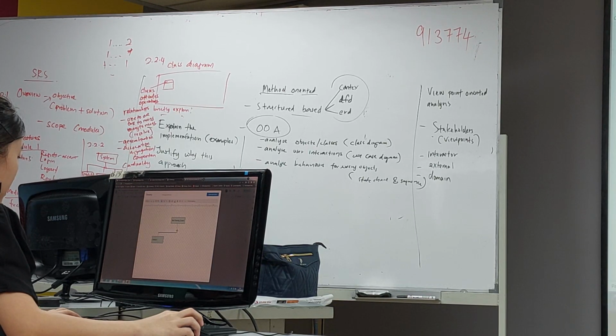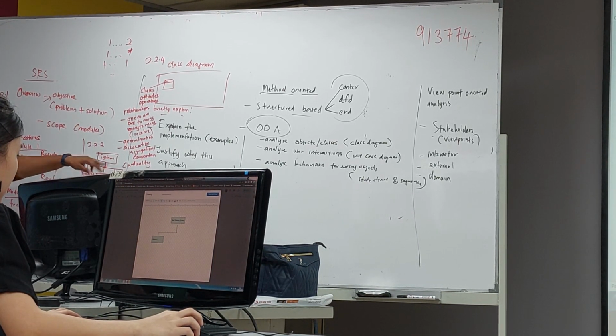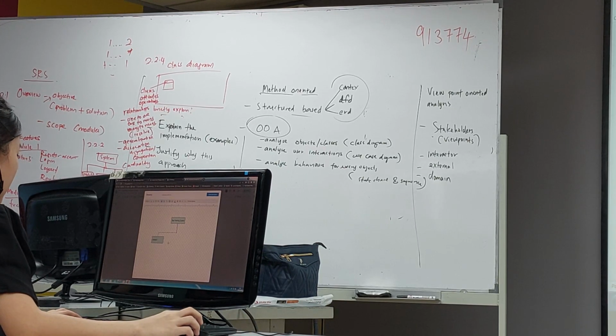Clear? Again, the relationships: remember, I explained generalization and association. Don't force yourself to put aggregation or composition. If there is no aggregation or composition, then there is no way for you to put it. I'm not going to deduct marks.